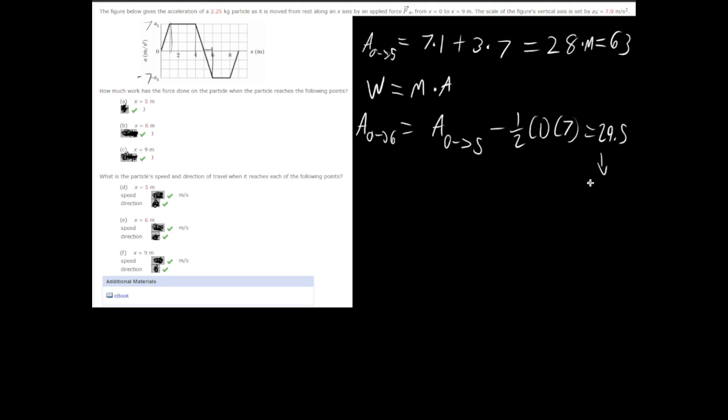It's going to be 55.125. This is going to be the work. We times mass. Just trying to kind of fit it all in. I'm running out of space. And then we do the same thing for x equals 9.